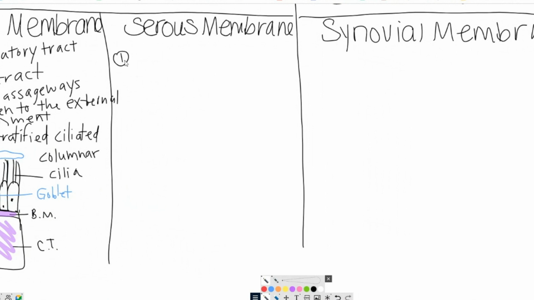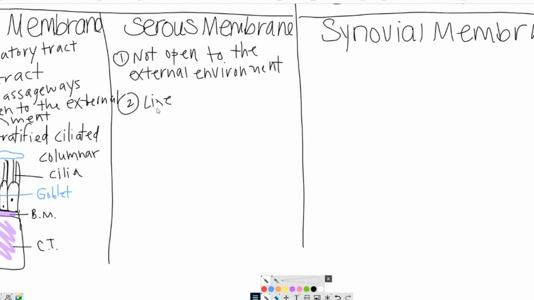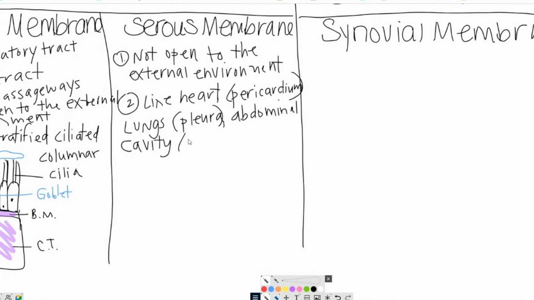Let's do our third and final epithelial membrane. This one is serous. Unlike mucous membranes, serous membranes line areas that do not open to the external environment. We find this around organs such as the heart, that's the pericardium, around the lungs, that's the pleura, and we find it in the abdominal cavity, and that's the peritoneum. So none of these locations are going to be open to the external environment.